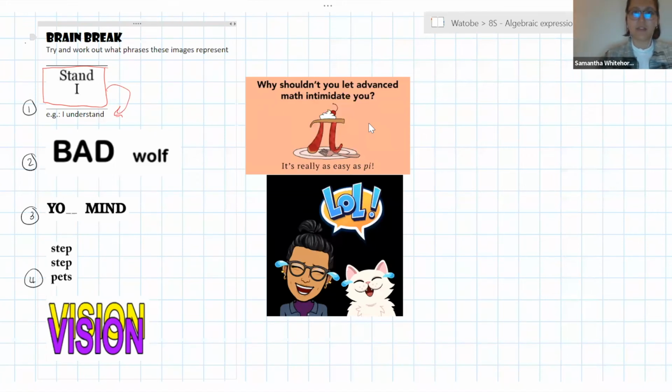Okay, I'm seeing some good ones coming through. Doing well. I'm loving this joke. Why shouldn't you let advanced maths intimidate you? It's really as easy as pie, guys. You should not let mathematics intimidate you. You got it. And remember, guys, if you don't get the brain breaks, that's absolutely fine. It's just something to give your brain a little bit of a break from the maths. I'm glad you guys enjoy my jokes because I feel like the other class doesn't. I appreciate that you appreciate them. It makes me feel a lot better about them.